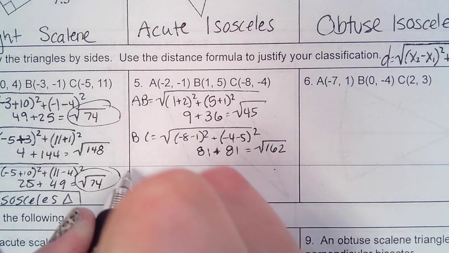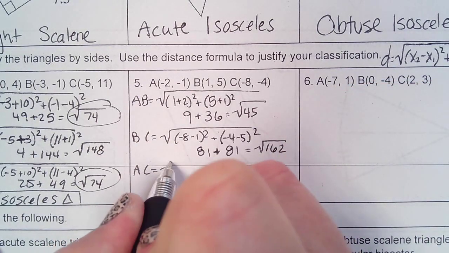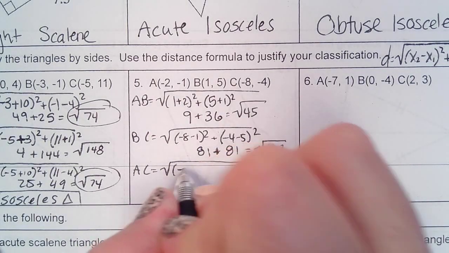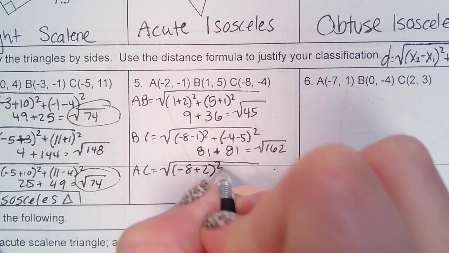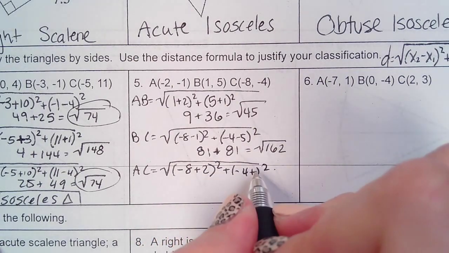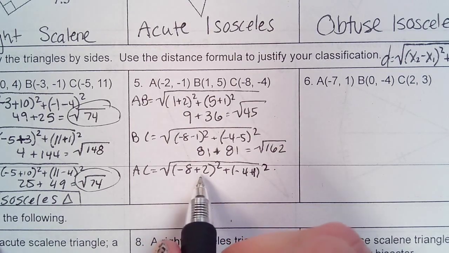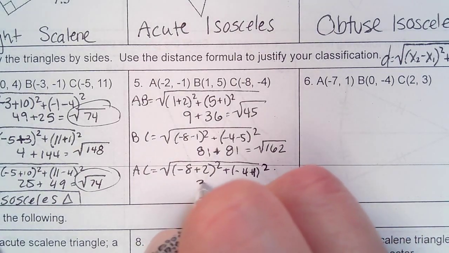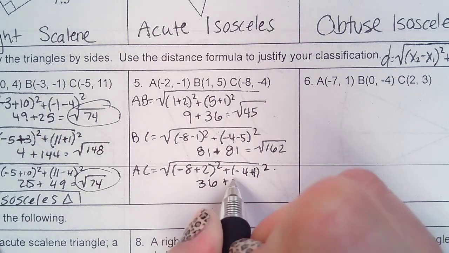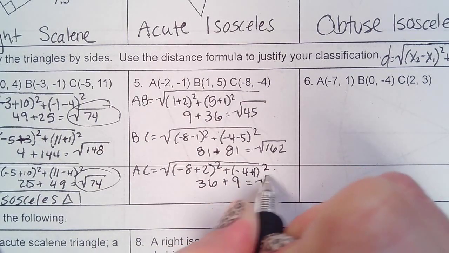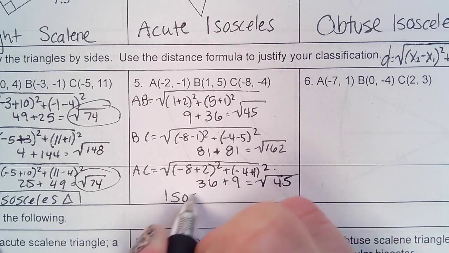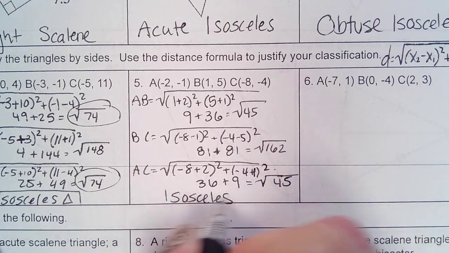And now for AC, square root of -8 minus -2, so negative 8 plus 2 squared plus negative 4 plus 1 squared. Negative 8 plus 2 is negative 6. Negative 6 squared is 36 plus negative 4 plus 1 is negative 3. Negative 3 squared is 9. So this is the square root of 45. So this one again is isosceles. Two of them are the same.